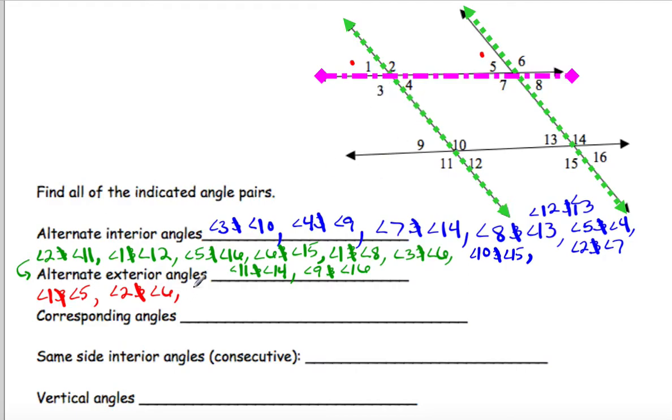Angle 3, which is under the pink and to the left of the green, would correspond with angle 7, and angle 4, which is below the pink and to the right of the green, would go with 8, which is below the pink and to the right of the green. Those are corresponding sets just with this top line. If I'm looking at the bottom line here, 9 would correspond with 13, being above the black line to the left of the green. 10 would correspond with 14.